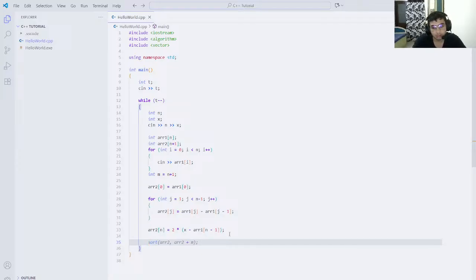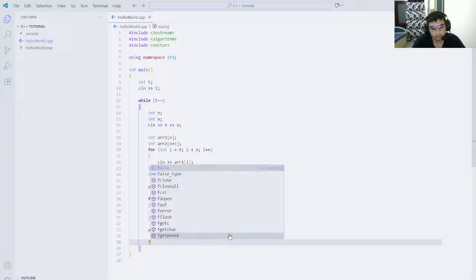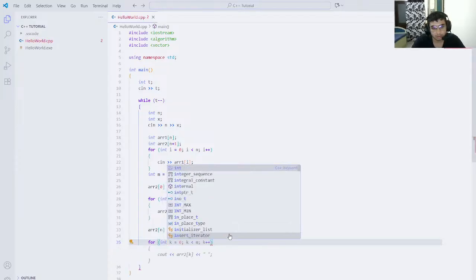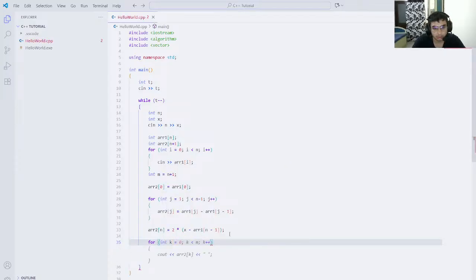Okay, I'll just make the sorting algorithm. You know, for int k is equal to 0, k is less than, am I supposed to? Yes, I think it should be m.